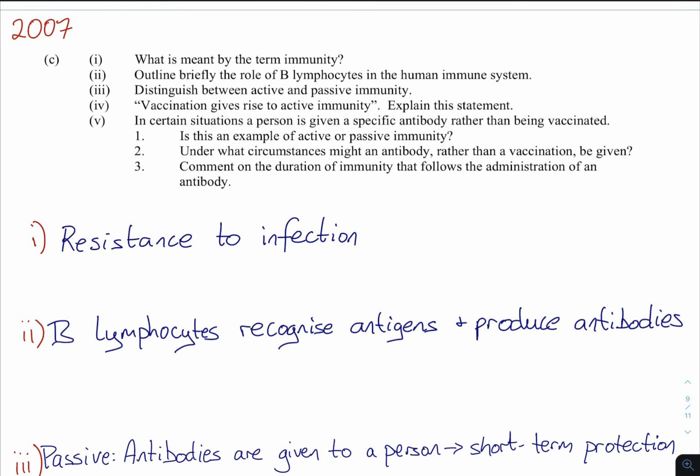Now, in certain situations, a person is given a specific antibody rather than being vaccinated. Is this an active or passive immunity? It is passive because the person is being given an antibody created by a different organism. Under what circumstances might an antibody rather than a vaccination be given? Well, if the person already has the disease and they're not coping very well, then they're obviously going to need a helping hand here. So they're given the antibodies then.